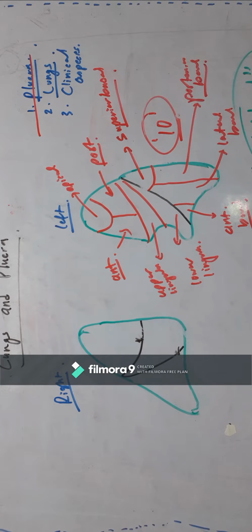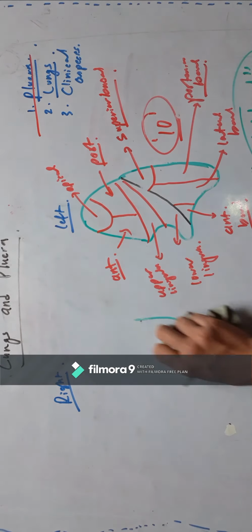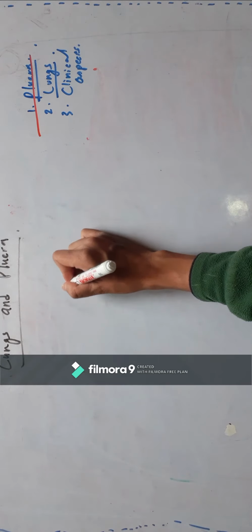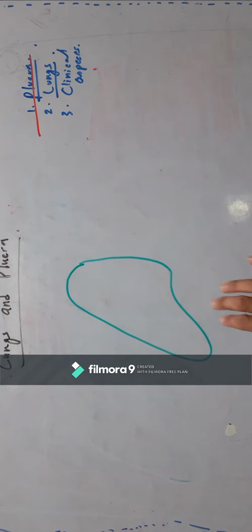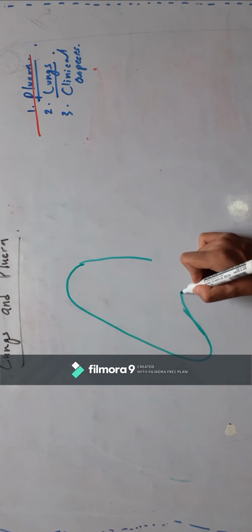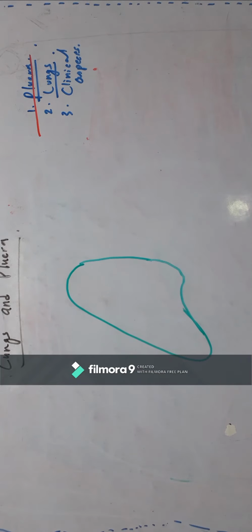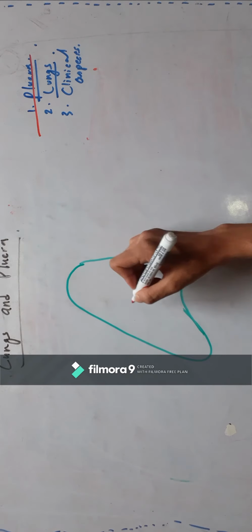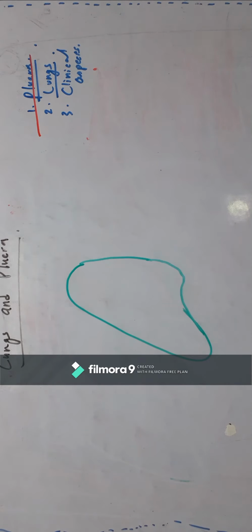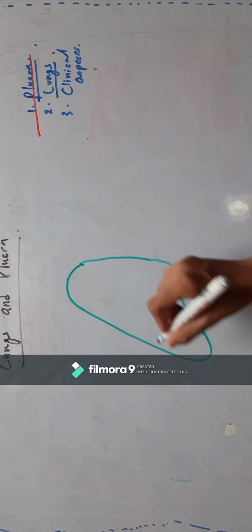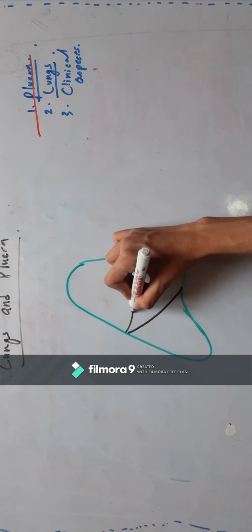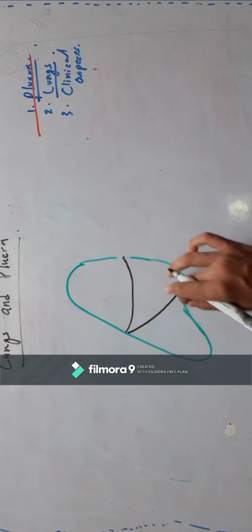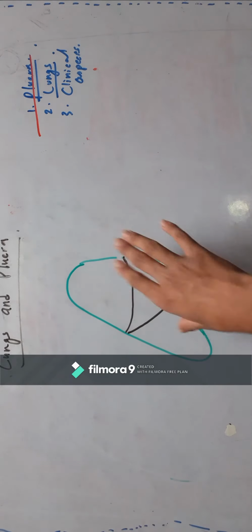And moving towards the right lung, this is your typical right lung. As we already drew earlier, there are two fissures. One is the oblique fissure and one is the horizontal fissure. There are three lobes of the lung, three parts.